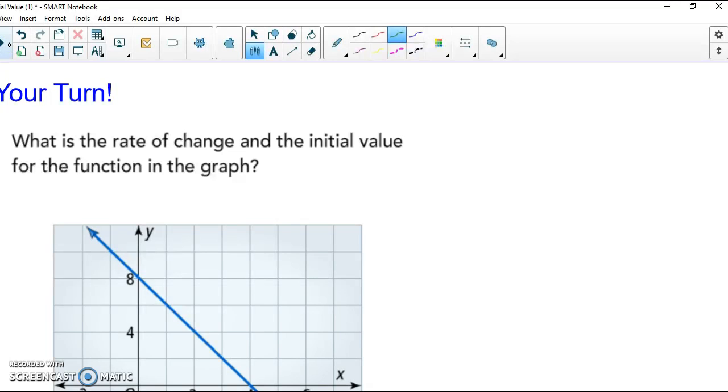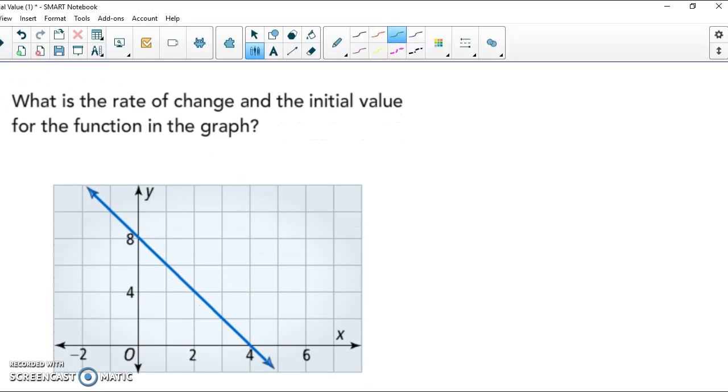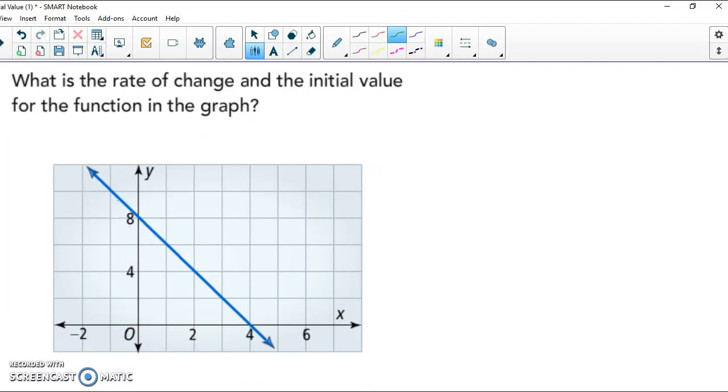So now it is your turn to try one. Let's look for the rate of change and the initial value for the function in this graph here. As we're looking at this, I'm noticing one thing right off the bat, and that's that this line slopes down from left to right. So I'm looking for a negative slope or a negative rate of change.